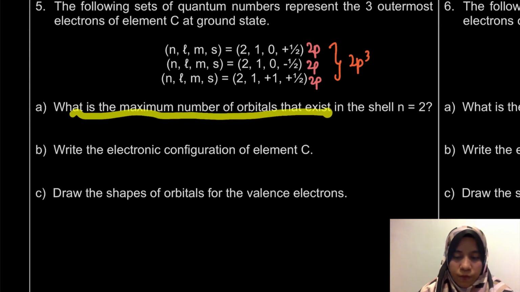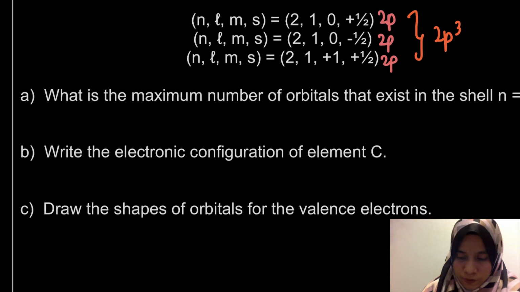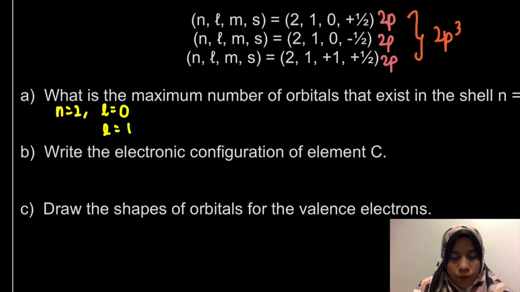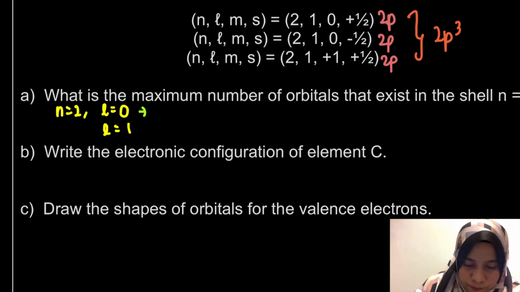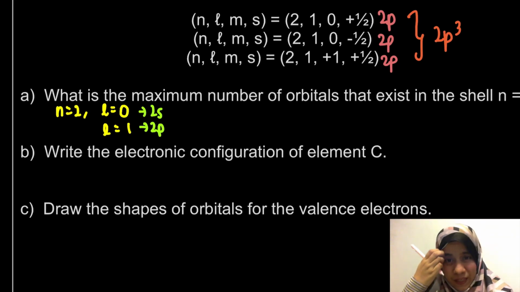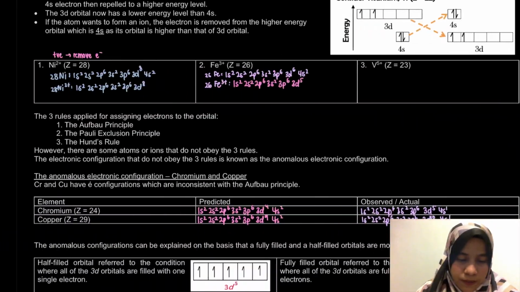What is the maximum number of orbitals that exist in the shell n equals 2? Okay, for this one, just remember. When n equals 2, l could be equal to 0 or l could also be equal to 1. So here is our 2s. This is our 2p. Okay, maximum number of orbitals. The number of orbitals is actually the number of your boxes, or number of your platforms. What do I mean by boxes or platforms? I mean this part.